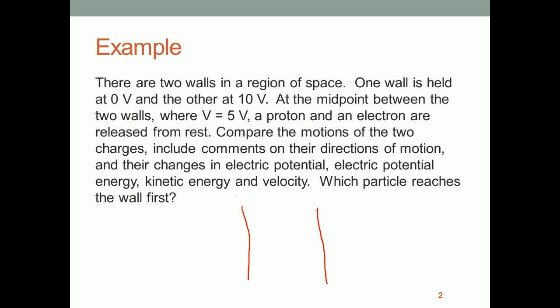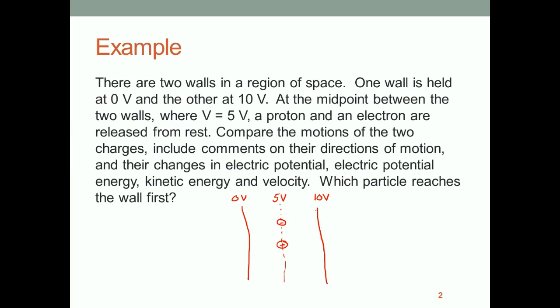One wall is at 0 volts. The other one is at 10 volts. At the midpoint between them, so here roughly is the midpoint, this is the 5 volt mark in between 0 and 10, we have a proton and electron sitting and waiting for us to do things with them. So there is our electron, here is our proton. I seem to have lost my minus sign.